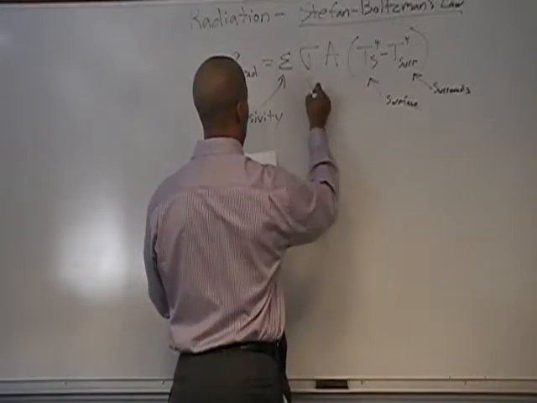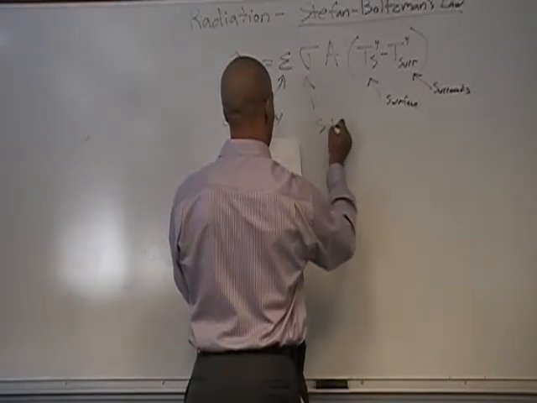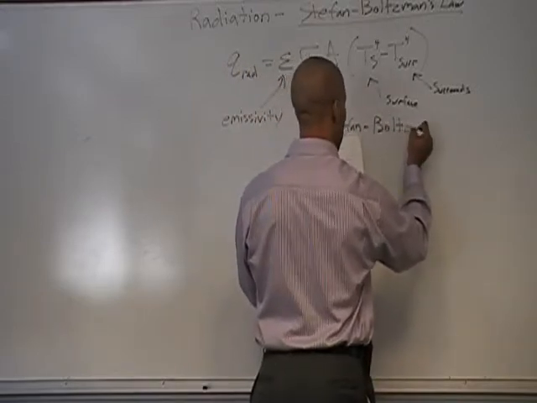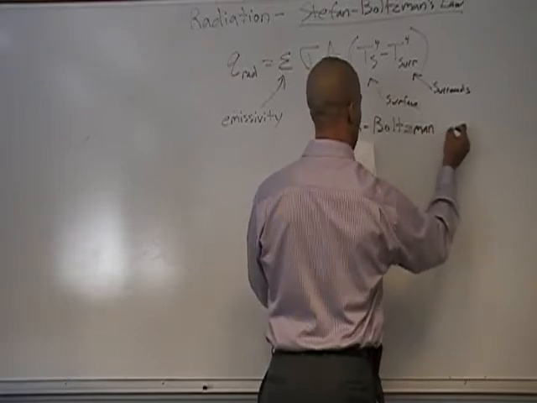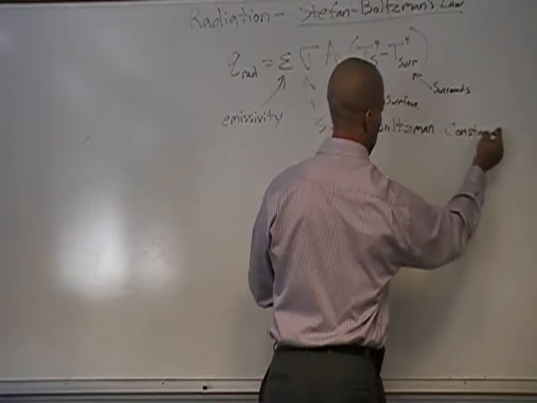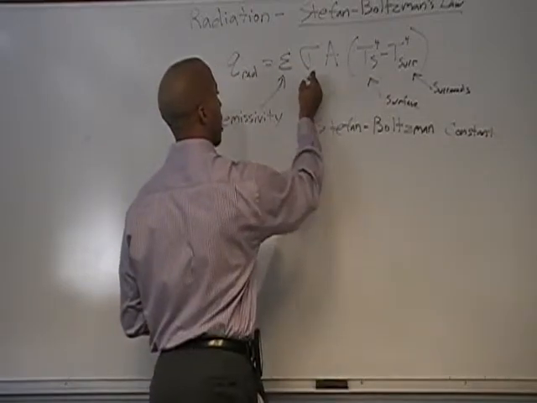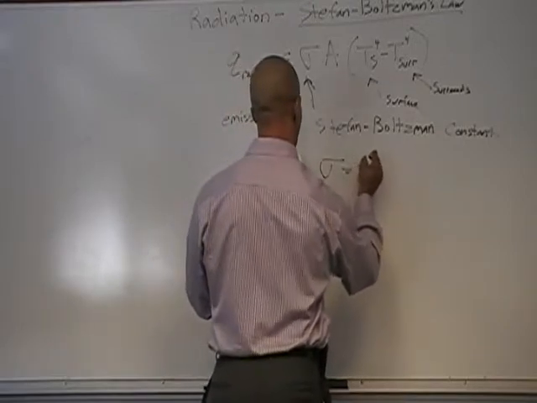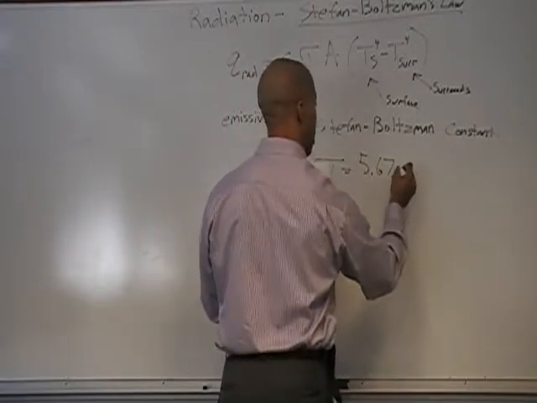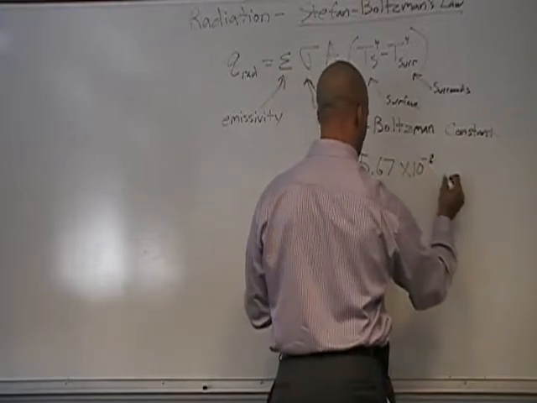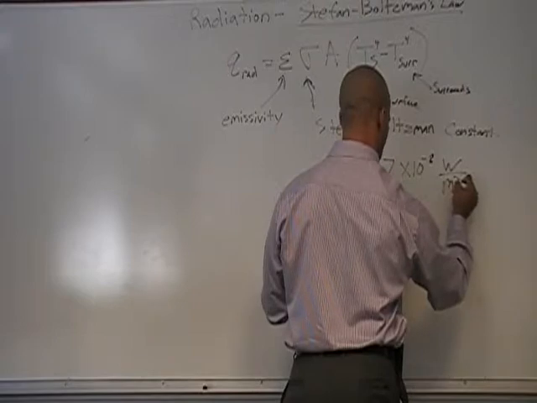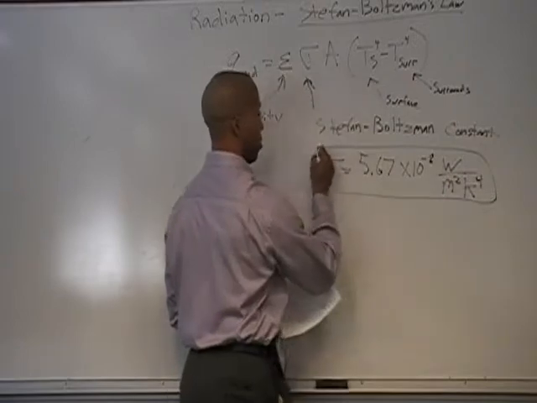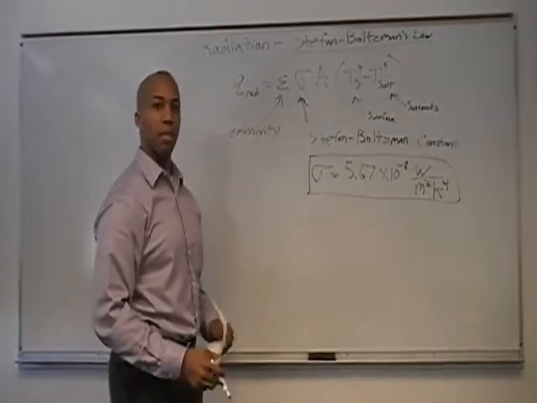This constant here is the Stefan Boltzmann constant, and it's something you should commit to memory. So this sigma equals 5.67 times 10 to the minus 8 watts per meter squared Kelvin to the fourth. So you want to commit this to memory for this course, Stefan Boltzmann's constant.